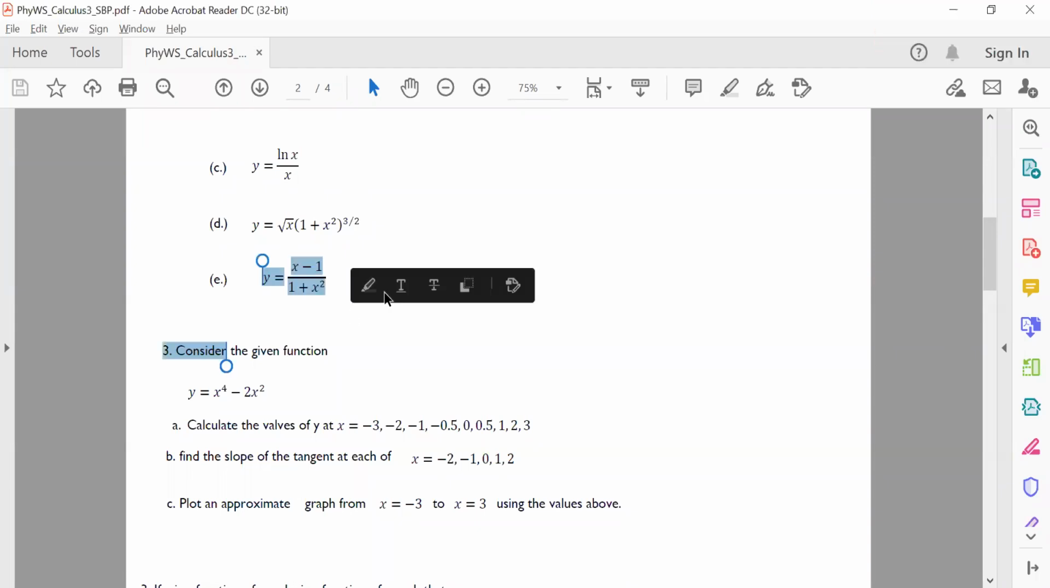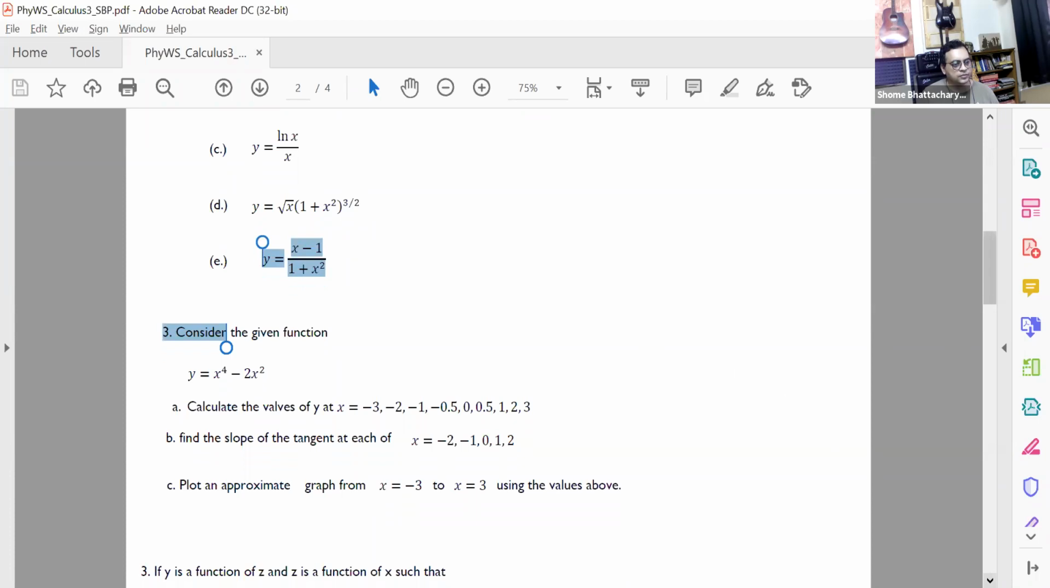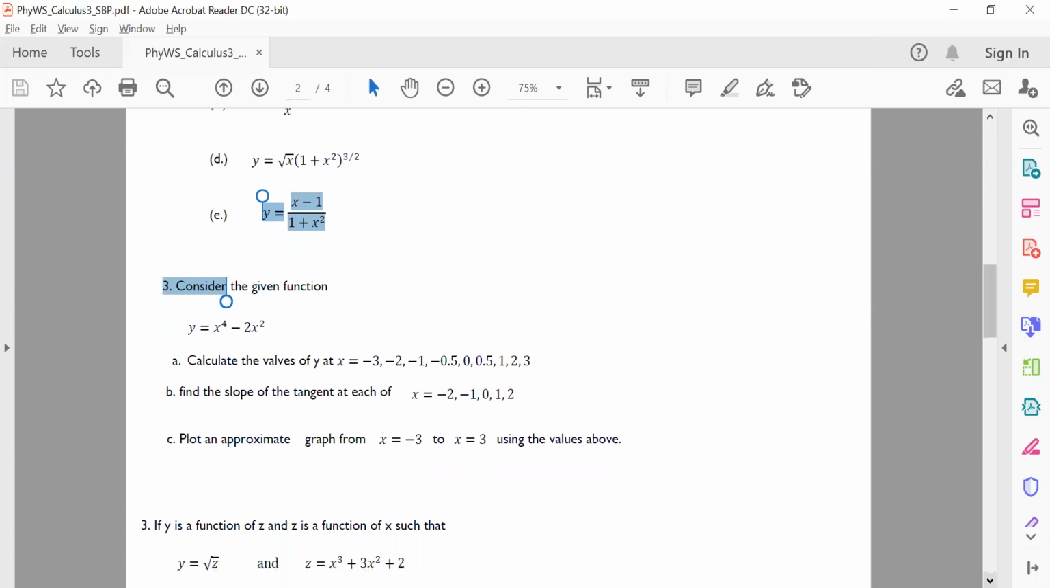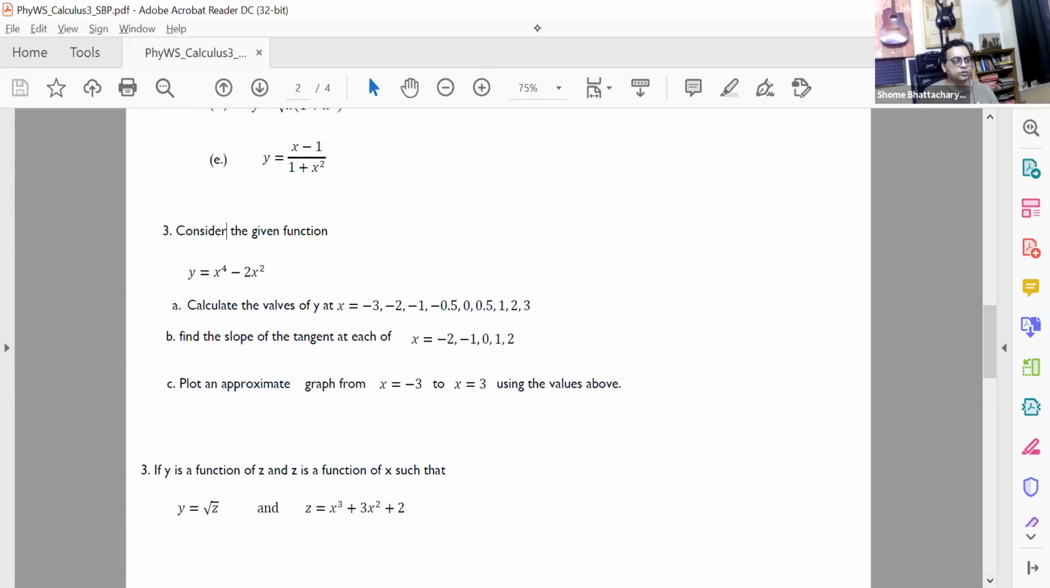Yes, sir. Okay. Moving on to question 3, it is clear? Yes, sir. For the first question in question 3, we just have to substitute the values of x, right? Yes. So you have to find the value of y at different points. Calculate the values. This is not value, that's a spelling mistake. It's values.